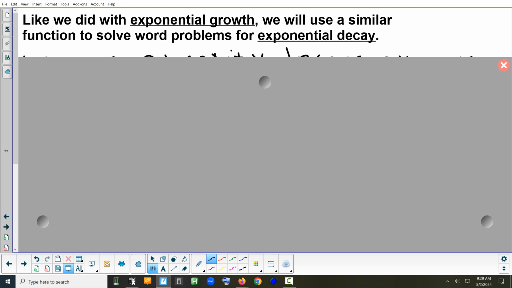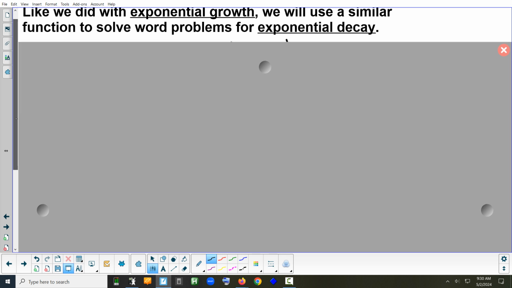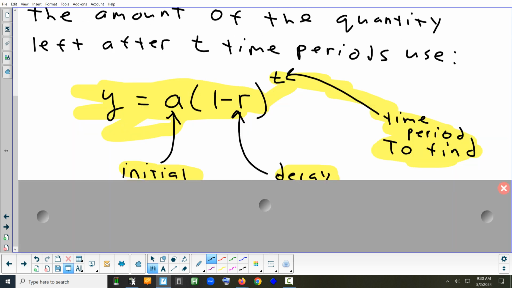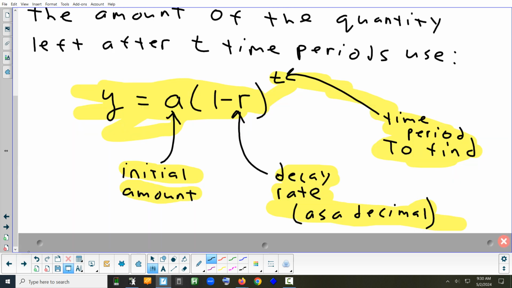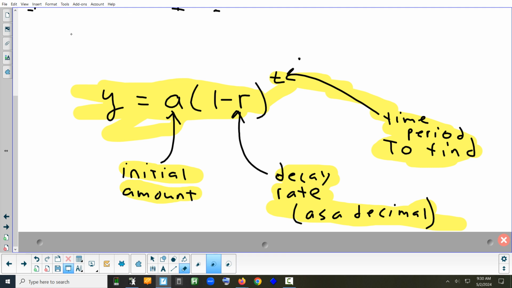All right, so just like we did with exponential growth, I'm going to give you a formula for exponential decay. And it's going to be extremely similar to the one for growth. There's only going to be one thing in the whole formula that's different. And I want to see if you can tell me what is different. So that's the formula you want to write down. What's different?